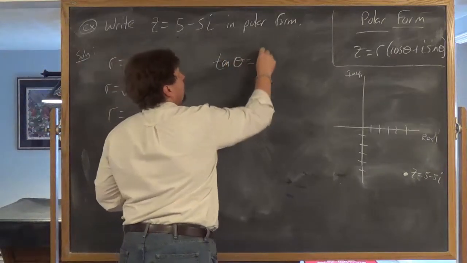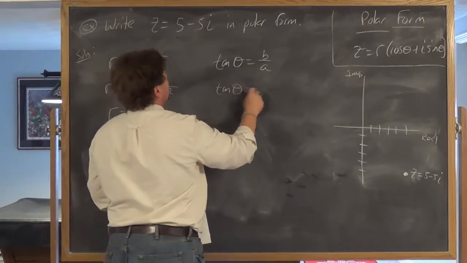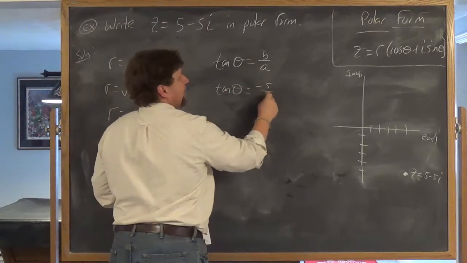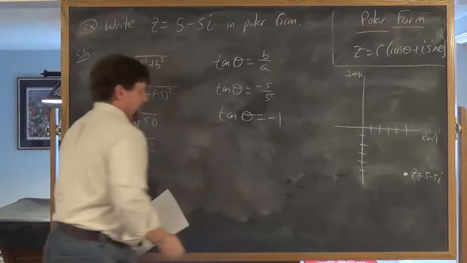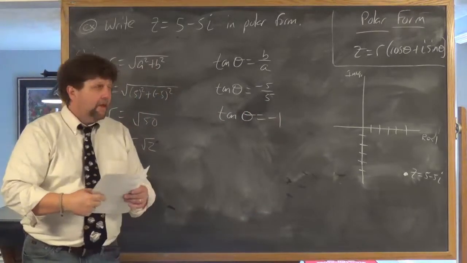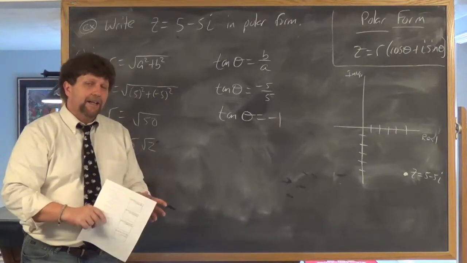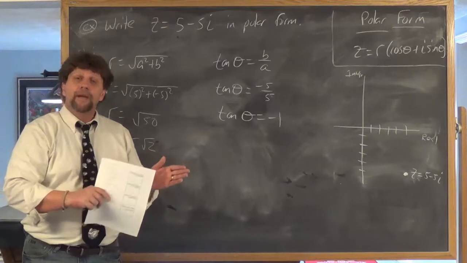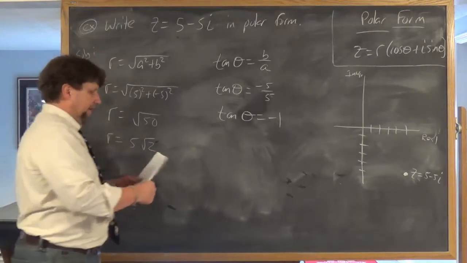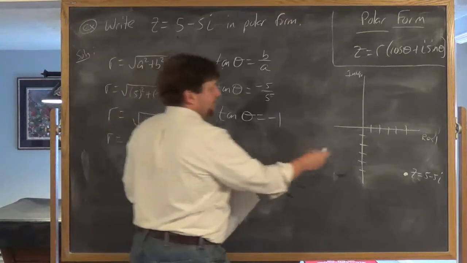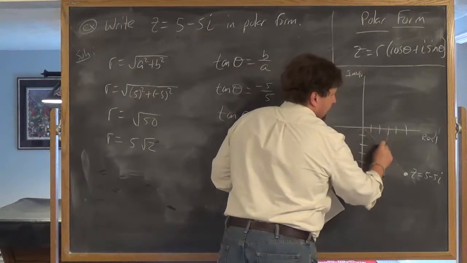So tangent theta is b over a. Tangent theta is negative 5 over 5. So tangent theta is negative 1. Okay, now some of you are saying, well, tangent theta is negative 1. That would give me a theta value of negative pi over 4. And if you're thinking theta is negative pi over 4, that would be that angle measurement there.